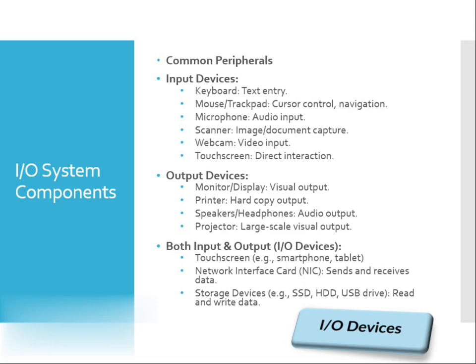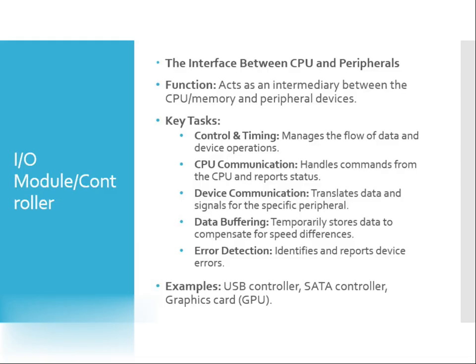I/O system components. The interface between CPU and peripherals. Function: acts as an intermediary between the CPU, memory, and peripheral devices. Key tasks: control and timing. Manages the flow of data and device operations.